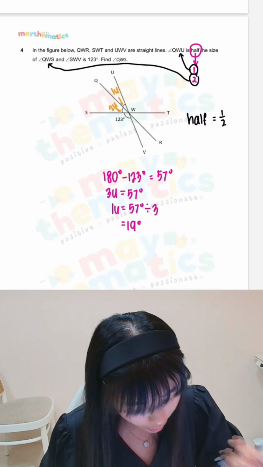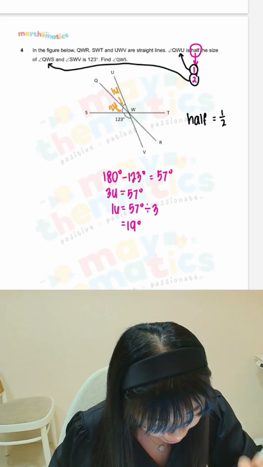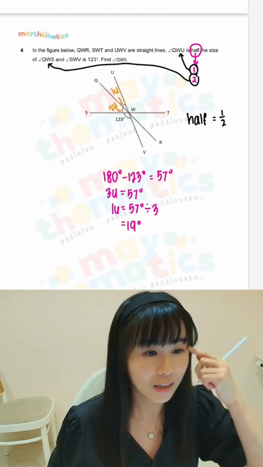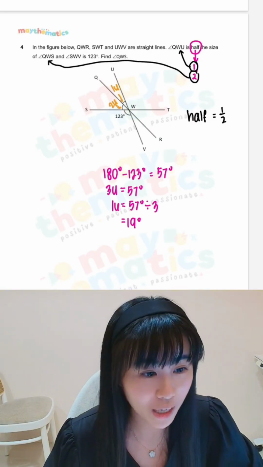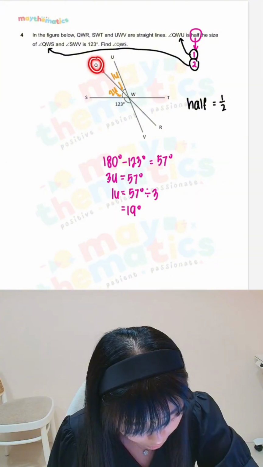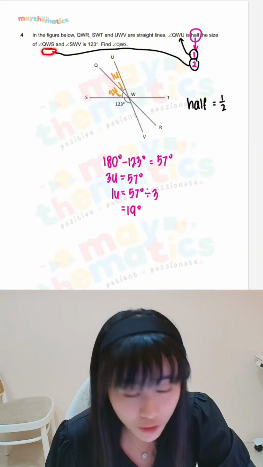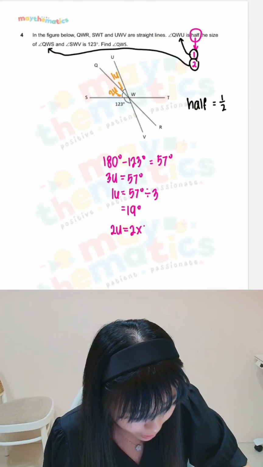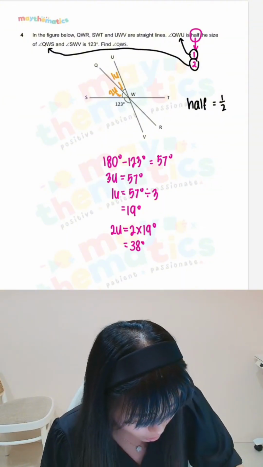Okay, now what do they want? QWS. Tell me how many units they are asking you to find? QWS, 2 units. Very good. Just now we put QWS as 2 units. So 2 units will be 2 multiplied by 19 degrees. That will give you 38 degrees.